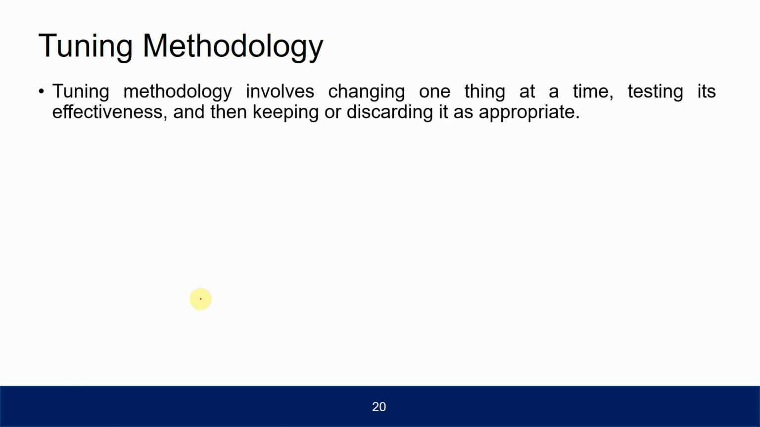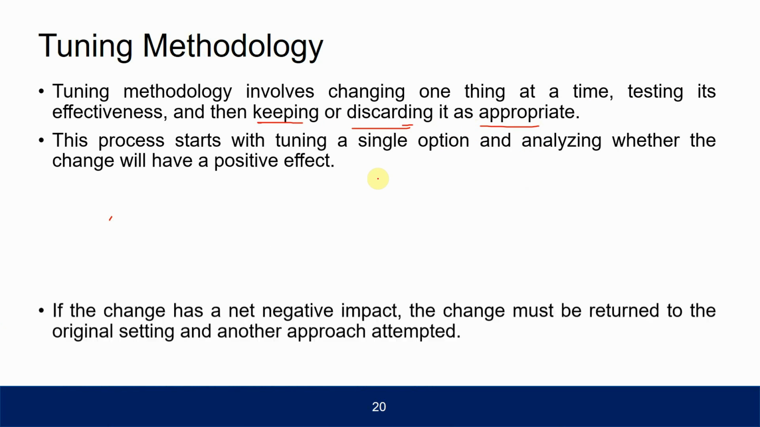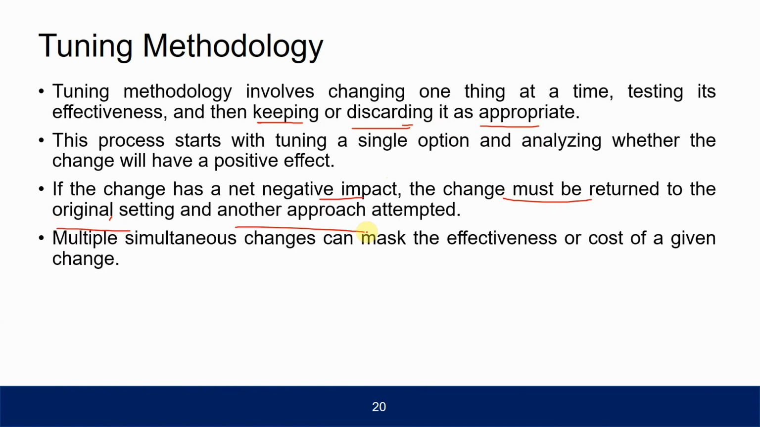Tuning methodology. Tuning methodology involves changing one thing at a time, testing its effectiveness, and then keeping or discarding it as appropriate. This process starts with tuning a single option and analyzing whether the change will have a positive effect on the system. If the change has a net negative impact, the changes must be returned to the original setting and another approach must be attempted. Multiple simultaneous changes can mask the effectiveness or cost of a given change.